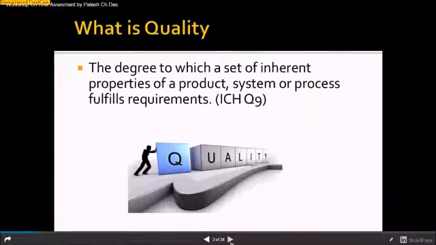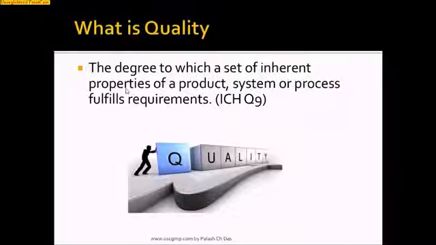First of all, we will start with what is quality. The degree to which a set of inherent properties of a product, system or process fulfills its requirement. When we discuss what quality is, people have their own aspects and different kinds of answers. We have drawn it from ICH-Q9.